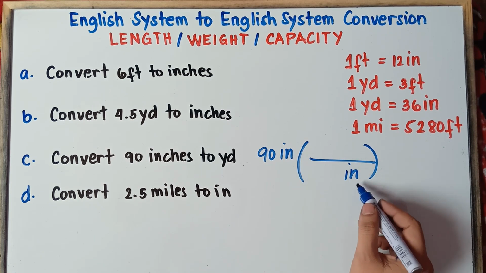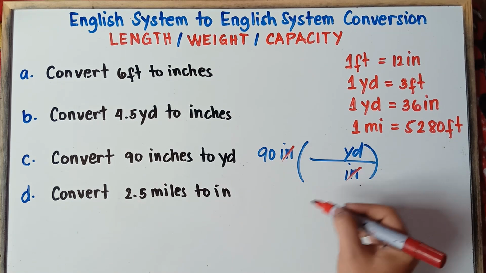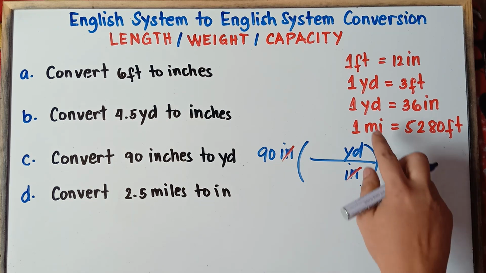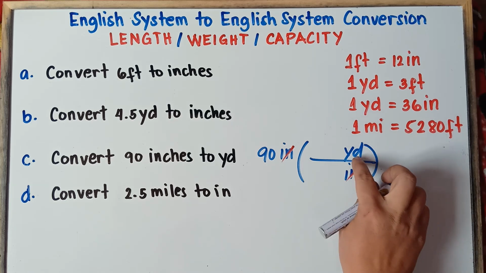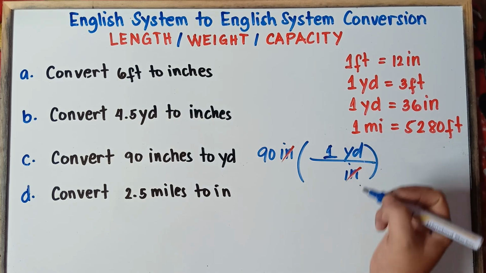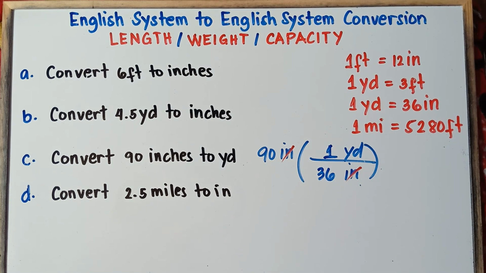And then we convert inches into yards. Alright, and then cancel out the units. And once again, class, do not forget the conversion. 1 yard is equal to 36 inches. So this will be 1 yard is equal to 36 inches. Once again, class, be careful in writing the conversion.